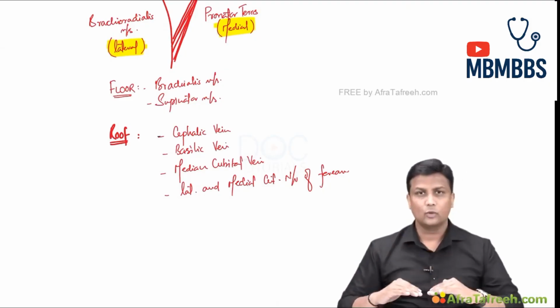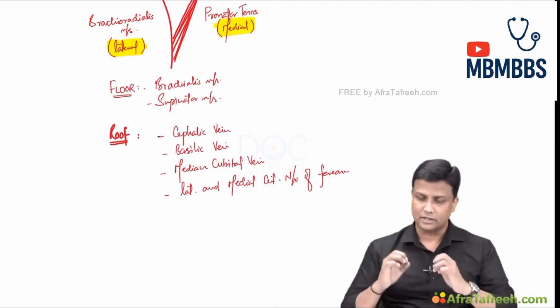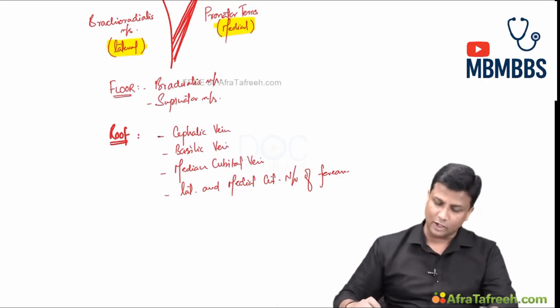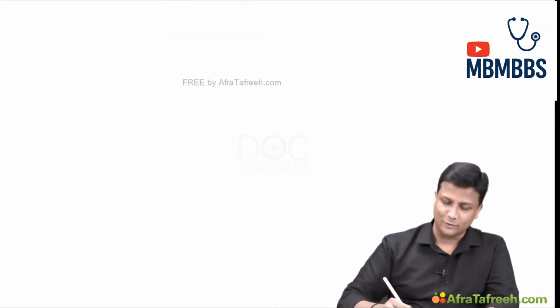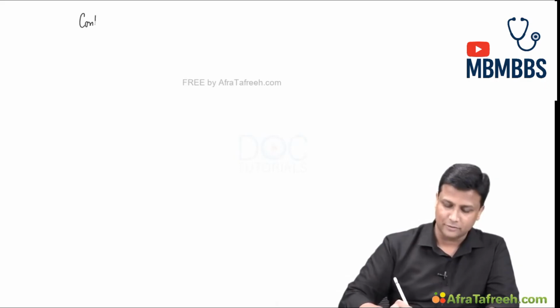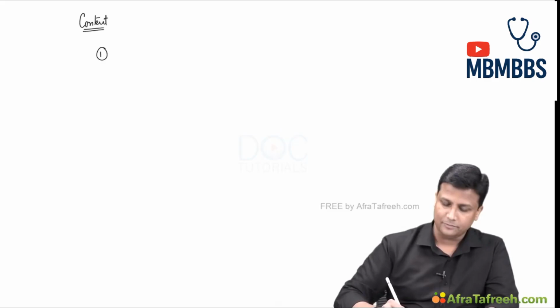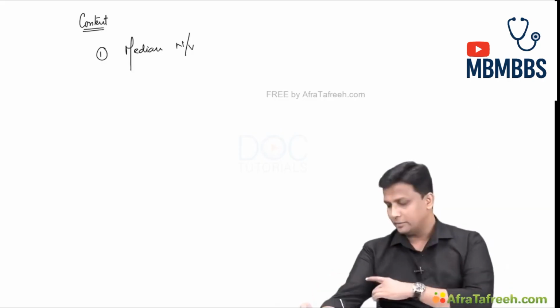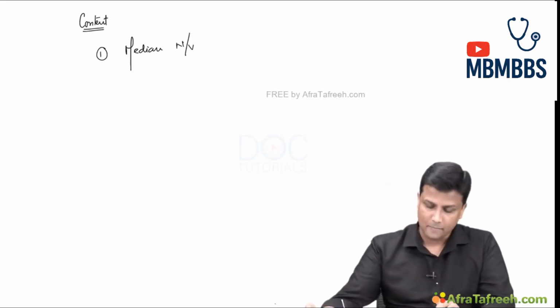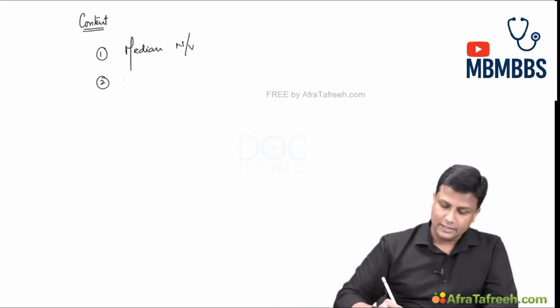So we are done with the floor, we are done with the roof, and we are done with the boundaries. Now the last and final thing which is left out to learn about the cubital fossa is the content of that one. Extremely important. Now what will be the content of cubital fossa? Number one, you will be actually having a nerve here. Which nerve is that one? Median nerve. So there will be a median nerve passing through the cubital fossa. Number two, just lateral to the median nerve, you will be able to see the brachial artery.